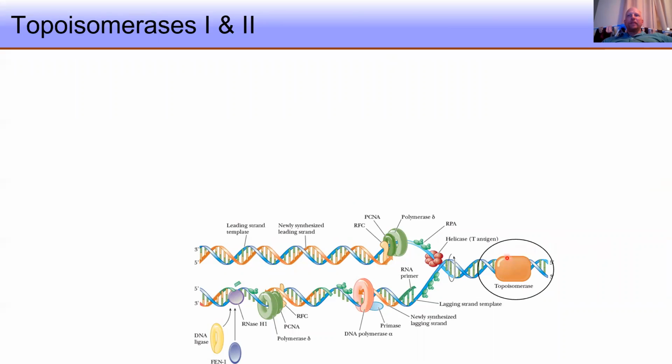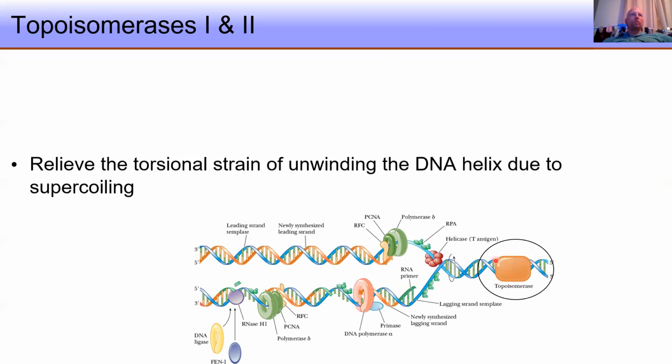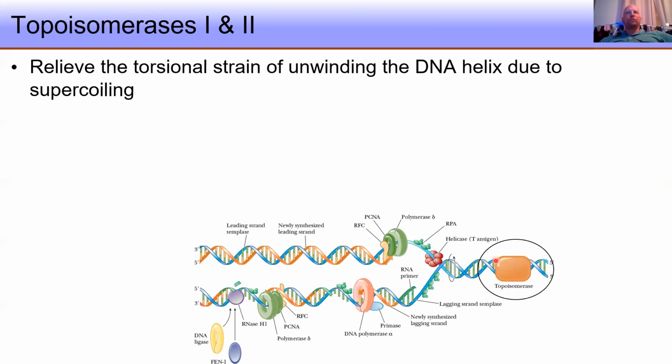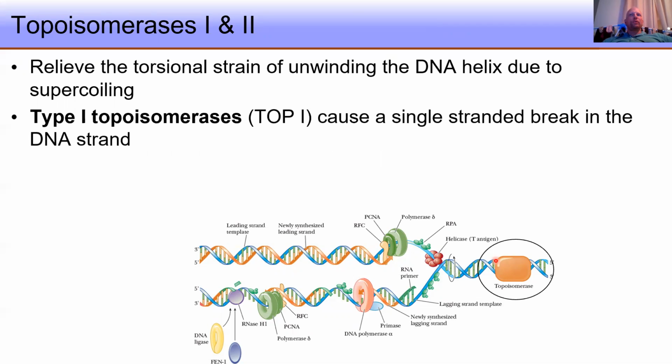And at the very beginning of the process, shown over here on the right-hand side, we have topoisomerases. There's 2 different types. And what's their job? Well, they're there to relieve the strain of unwinding of DNA due to supercoiling. So DNA is highly supercoiled, and we need to be able to relax these structures. And these enzymes do it by causing a break in the DNA.